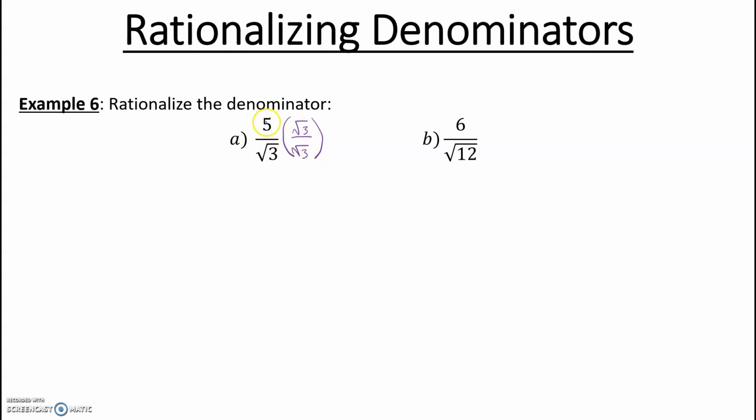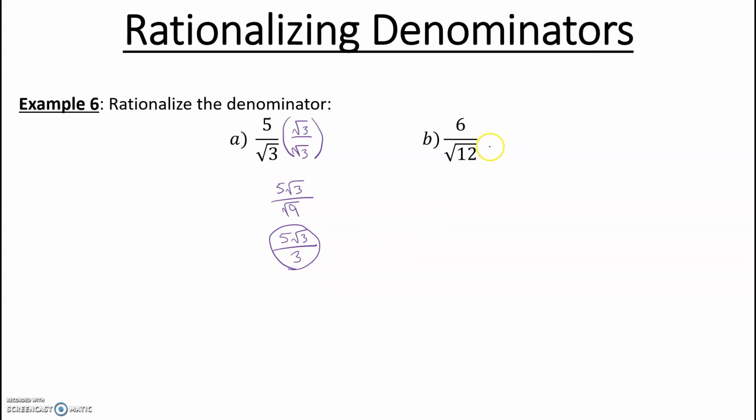Now when you actually do it, you got 5 times root 3 is going to get me 5 times root 3. And then root 3 times root 3 is going to get me square root of 9. And you know the square root of 9, so don't leave it like that. We have 5 root 3 over the square root of 9, which is 3, and I don't see anything that simplifies because 5 is not divisible by 3. So we are done.